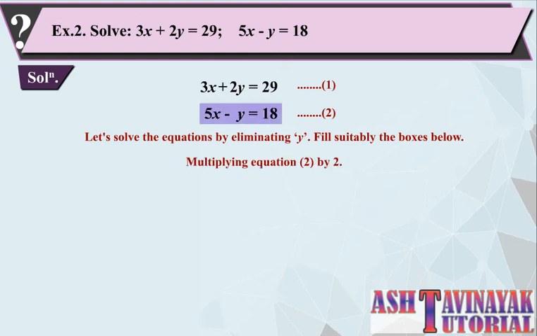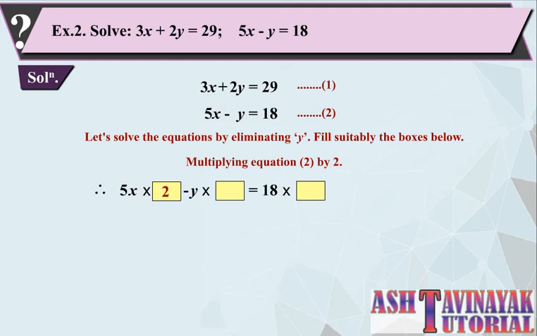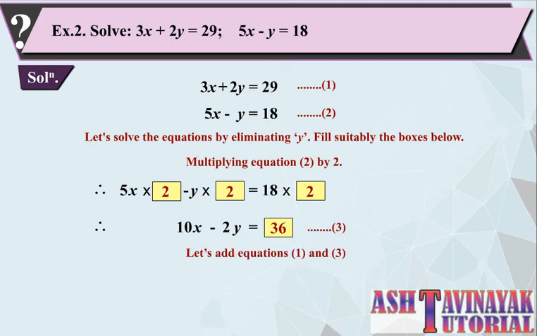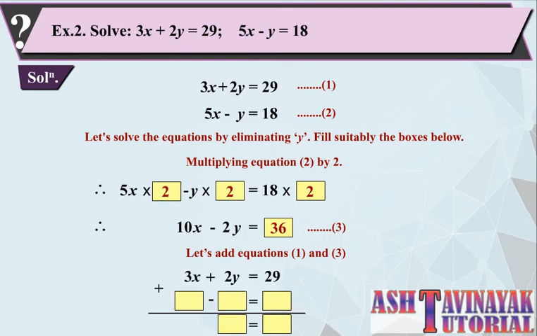Multiplying equation 2 by 2. Therefore, 5x multiplied by 2 minus y multiplied by 2 is equal to 18 multiplied by 2. Therefore, 10x minus 2y is equal to 36. Equation 3. Let's add equations 1 and 3. 3x plus 2y is equal to 29 plus 10x minus 2y is equal to 36. Therefore, 13x is equal to 65. Therefore, x is equal to 5.